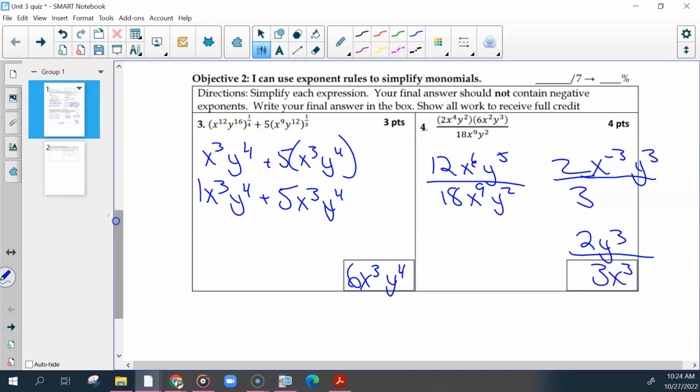So if we didn't get this, we should be fixing it, writing it down, making sure we don't make those same mistakes on the tests. Do we have any questions on that one?